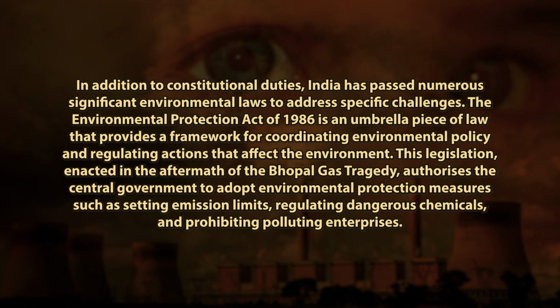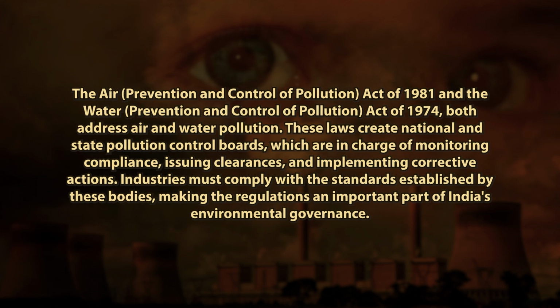This legislation, enacted in the aftermath of the Bhopal gas tragedy, authorizes the central government to adopt environmental protection measures such as setting emission limits, regulating dangerous chemicals, and prohibiting polluting enterprises. The Air (Prevention and Control of Pollution) Act of 1981 and the Water (Prevention and Control of Pollution) Act of 1974 both address air and water pollution.